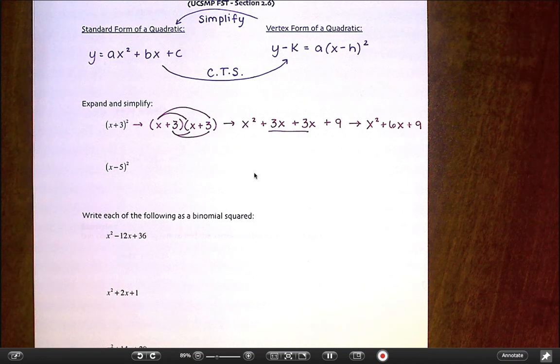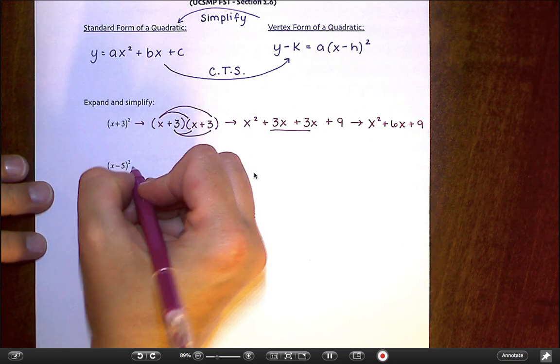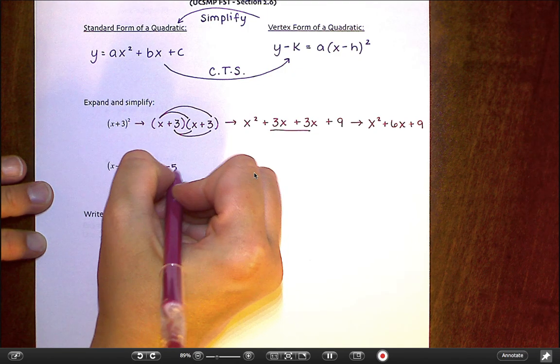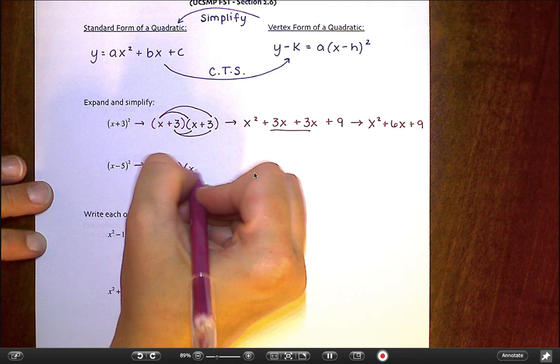Okay? If we try that same process for the x minus 5 squared, the only difference here is now we have a negative to work with, not a big deal. That's going to be x minus 5 times x minus 5.